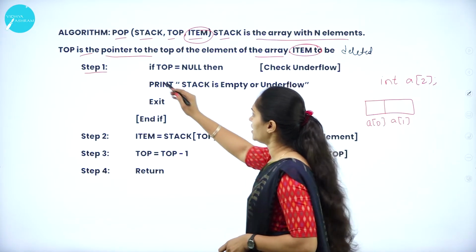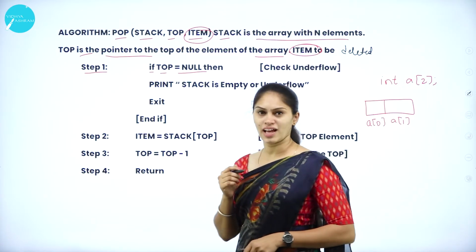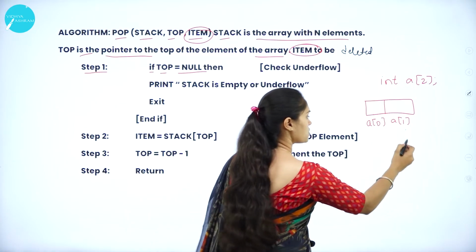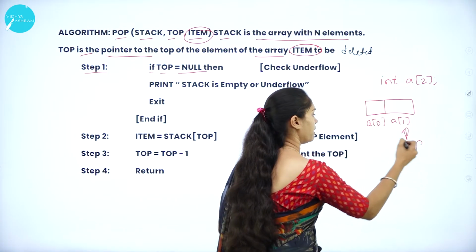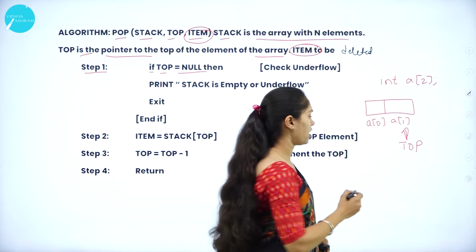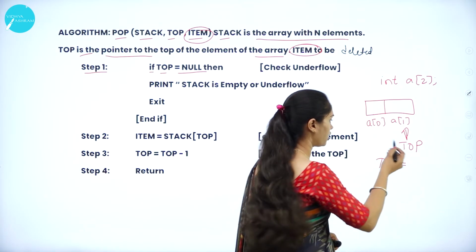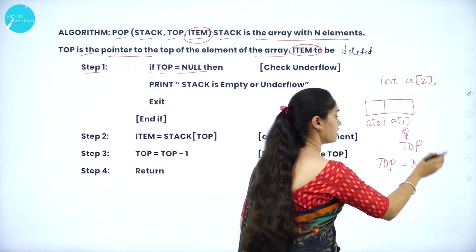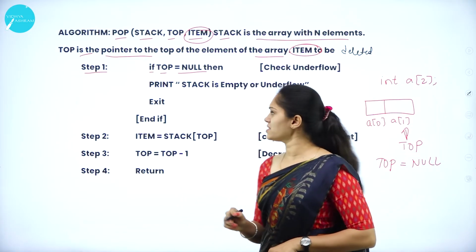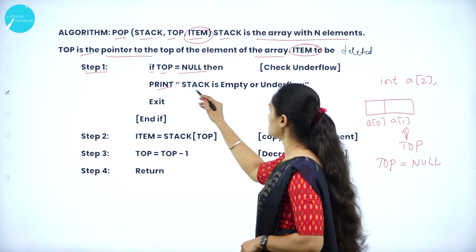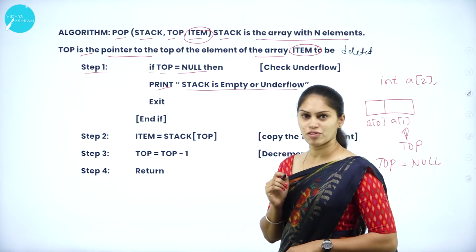We'll check now. So if top is equal to null, which is the top here? This one, right? So this will be top. Is top equal to null? Is there any element in the top? No, right? That is null. If top is equal to null, then print stack is empty or underflow.